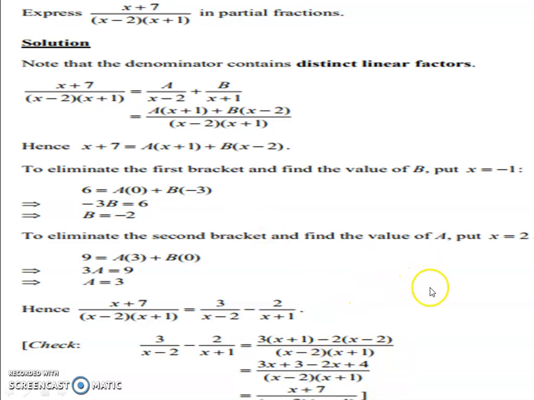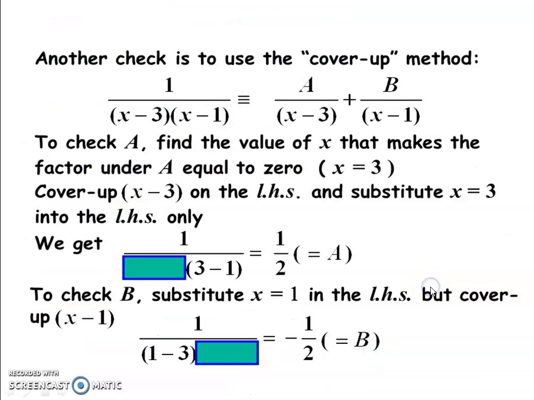So a simple method is there, we have to try. Another method we also have to cover is the cover up method. 1 upon x minus 3, x minus 1 is given, so we should write a upon x minus 3 plus b upon x minus 1.